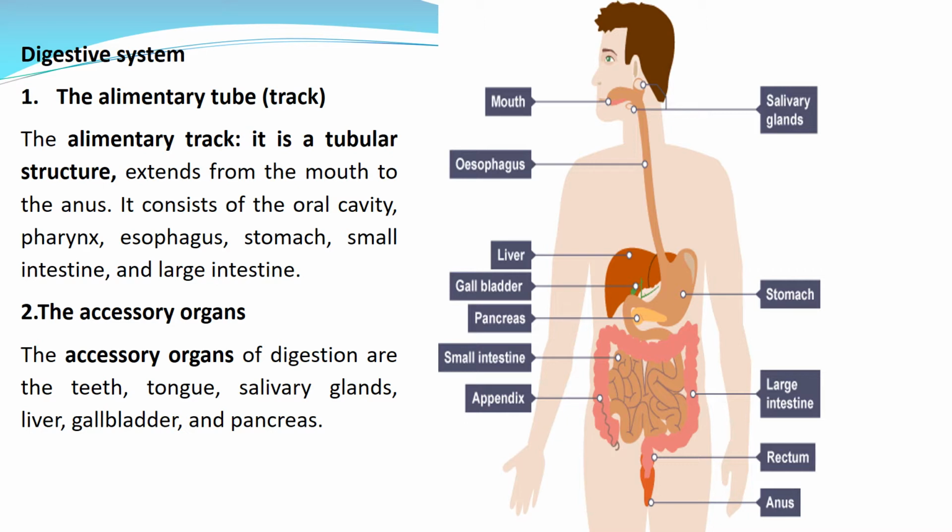The digestive system is made of two main sections. The first part is called the alimentary tube. It is just like a tube.